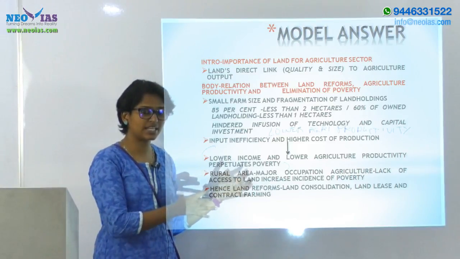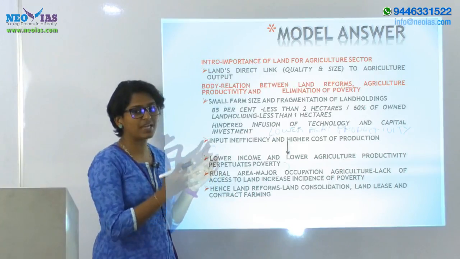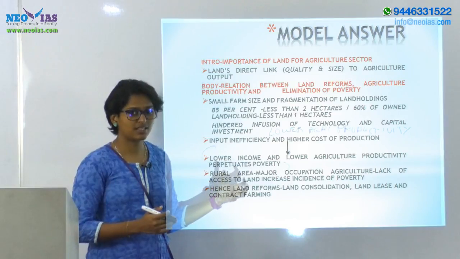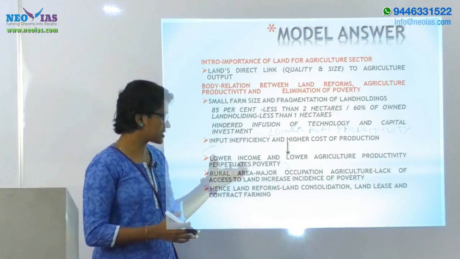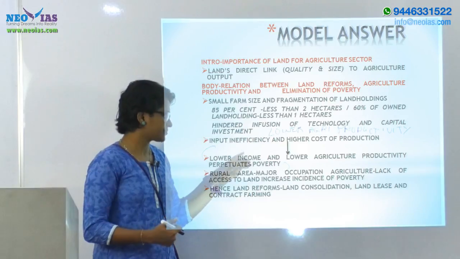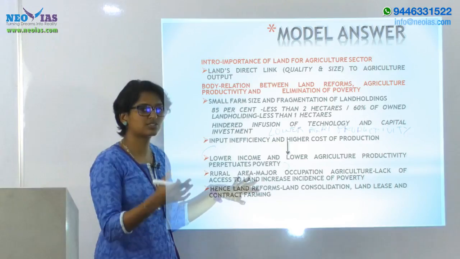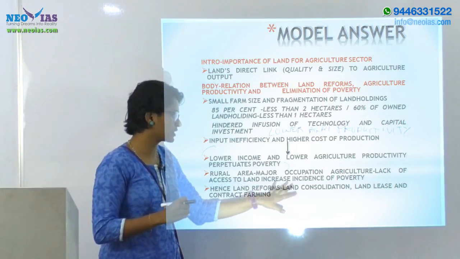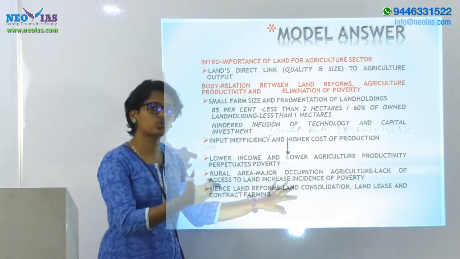And again, it is seen that in rural areas the major occupation is agriculture, and in rural areas there will be a large number of farmers, but also a large number of landless people. So this lack of access to land in rural areas is one of the main reasons for poverty, or we can say that it increases the incidence of poverty in rural areas.